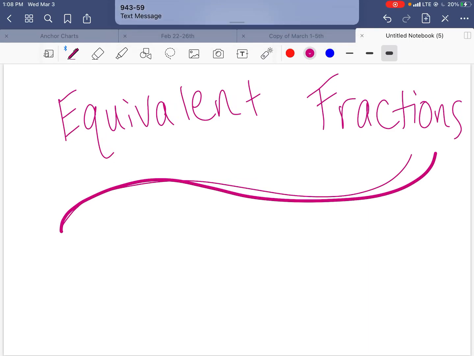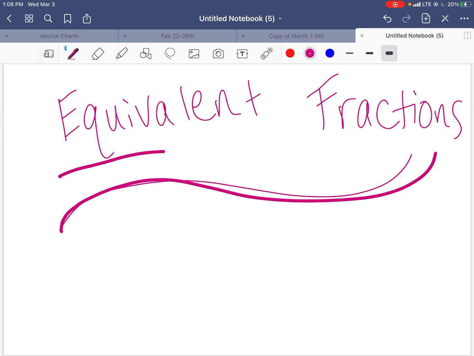Hey friends, let's talk about equivalent fractions. Equivalent, equal, okay? These are fractions that are equal.